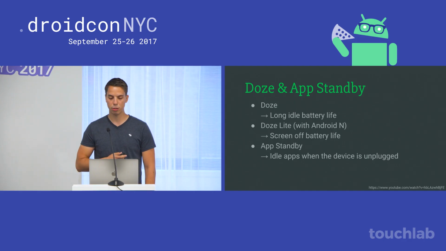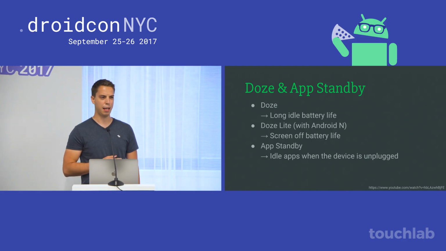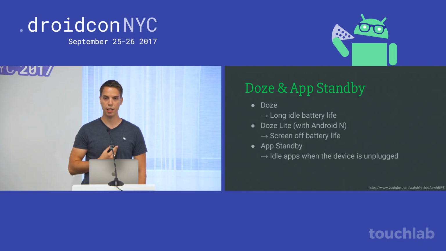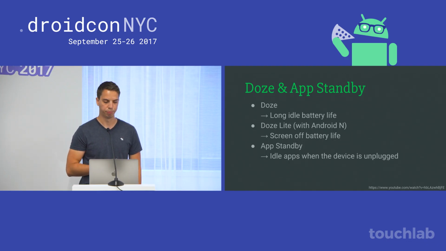And the third power-saving mode is App Standby. And App Standby is intended for those apps which you don't use that often. For example, you install a game and you play the game, and then you don't open the app for a week or 2 weeks at all. And of course, during that time, the app shouldn't waste any battery.